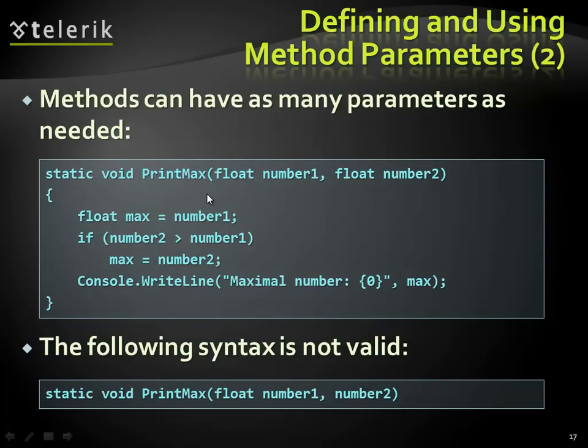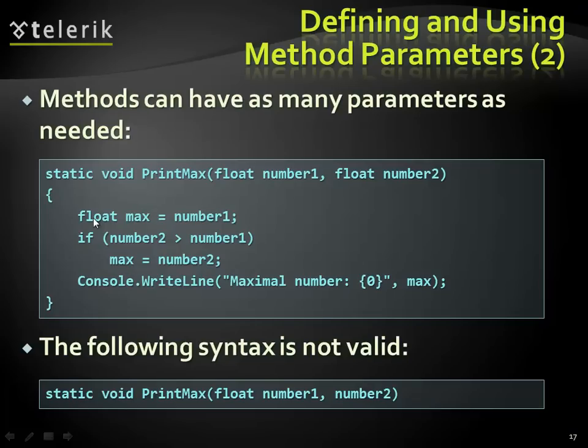Now we have a method with 2 variables, 2 arguments. Both of them are of type float. We separate them with commas. And what it does, it's checking which number is greater. We have another variable defined here, which is called max. It's another float. We're setting it to number 1, and in case number 2 is greater, we are setting it again to number 2. And then we're printing out its value.